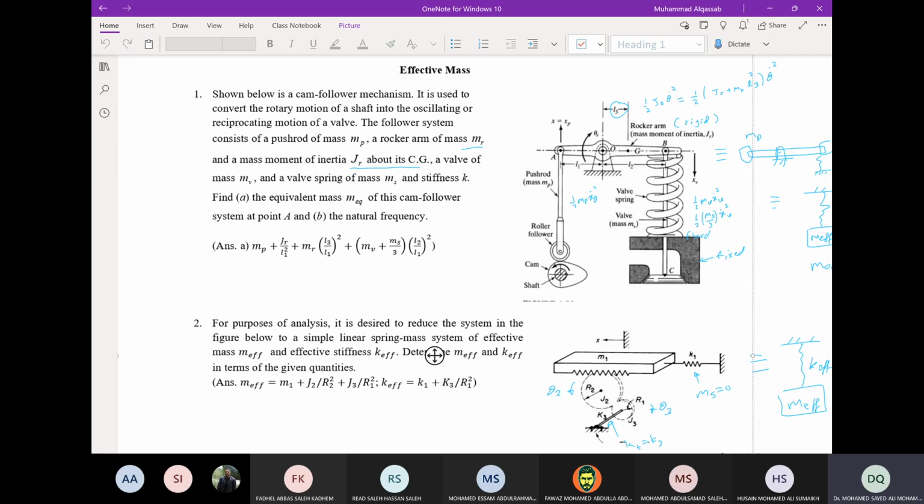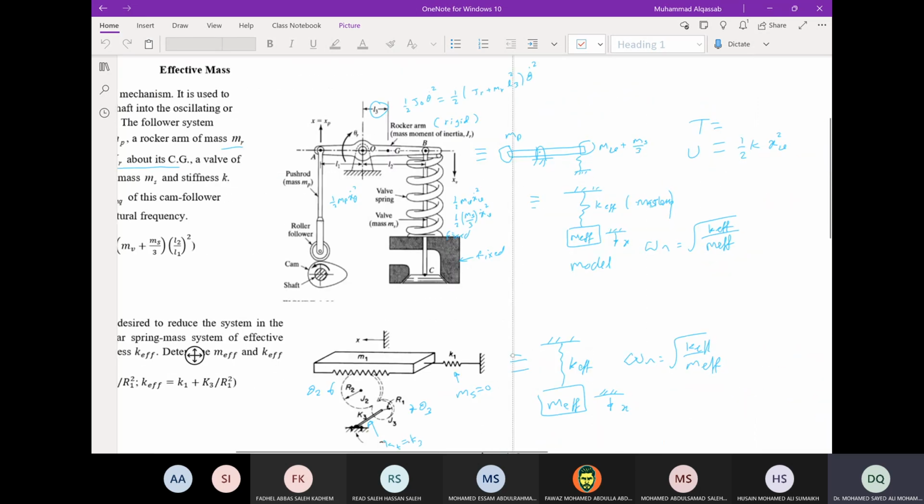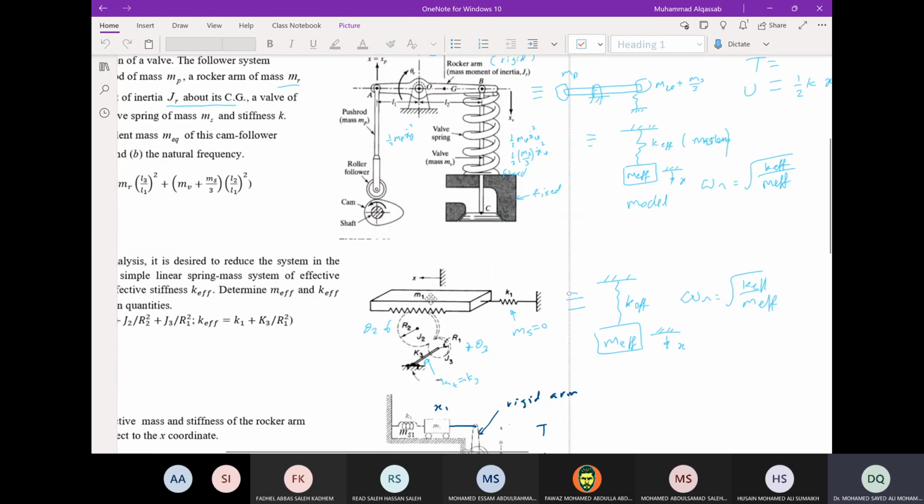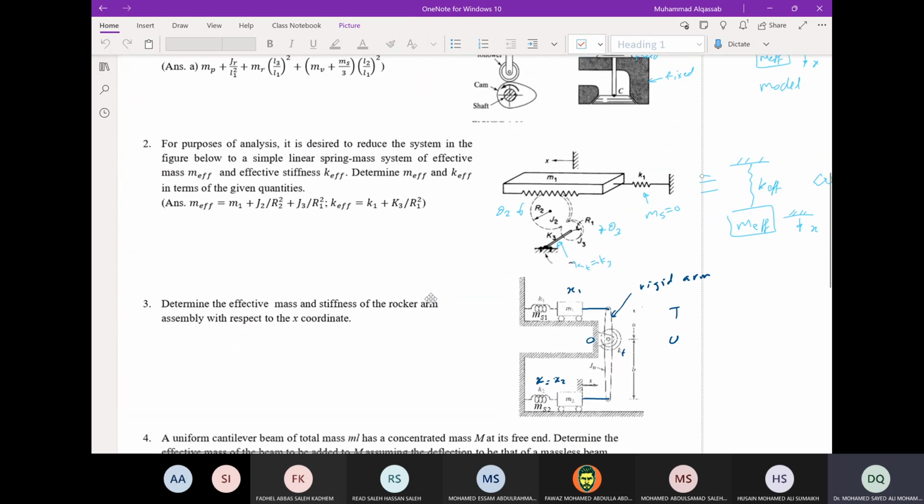So after we write all the kinetic energies, we can sum them up and replace the other quantities in terms of the required point X. Then we rewrite it as kinetic energy equal to 1/2 M effective times X dot squared. The same applies to questions number 2 and number 3.